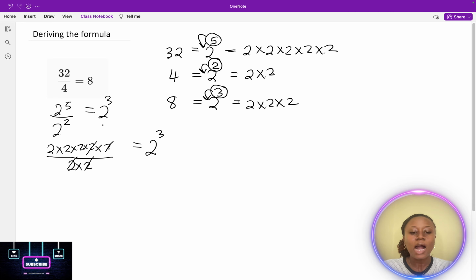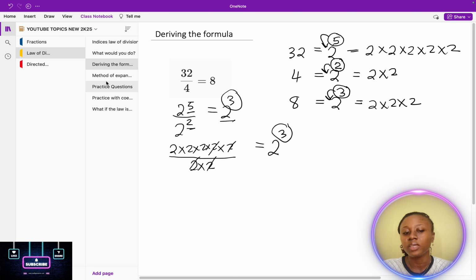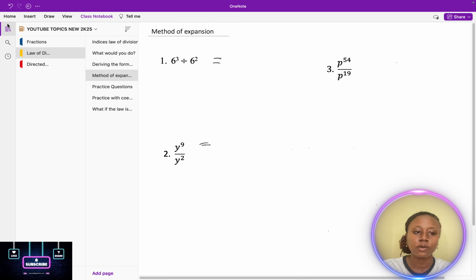Alright, so now we have the same base returning. What do you think happened with the exponents? I had 5 before and 2 in the denominator, and my result now has an exponent of 3. Alright, so we're going to try 2 more questions, and then maybe the pattern will be a little clearer.